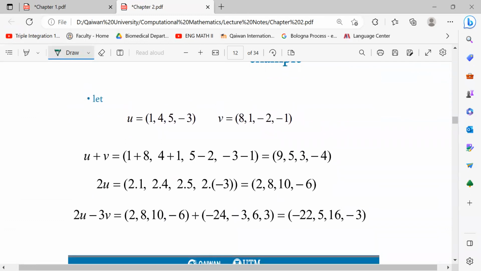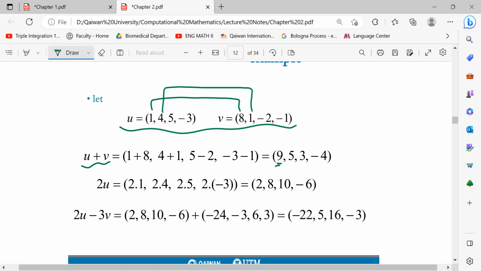Here we have these vectors, u and v. It says, what's u plus v? We just add respective components. 1 plus 8 is 9. 4 plus 1 is 5. Then 5 plus minus 2, or 5 minus 2, is 3. Then minus 3 minus 1 is minus 4. That's it. It is the sum of those two vectors.